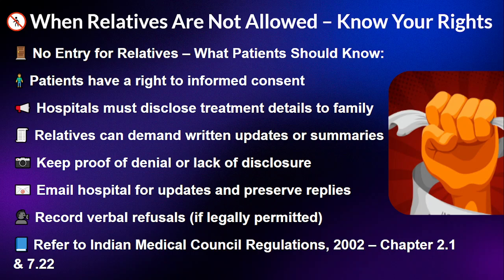If denied, preserve proof, email requests, SMS replies, or written complaints. Take photos of notice boards or entry restrictions. Record verbal refusals if legally permitted in your state. These records help establish lack of transparency. Refer to Chapter 2.1 and 7.22 of the Medical Council Regulations. They mandate ethical communication and patient rights. If something goes wrong, this proof becomes crucial. Let's now look at real examples of how patients preserved evidence.